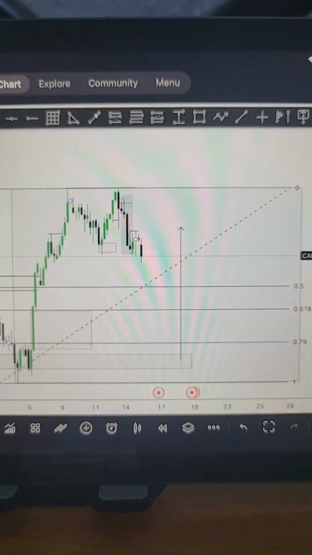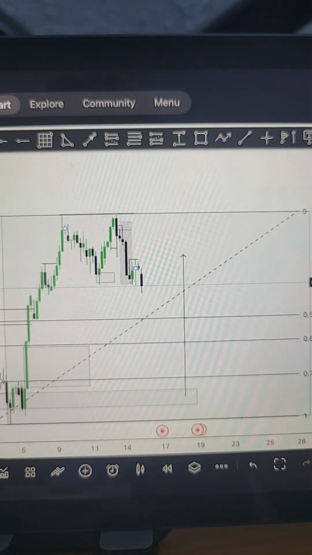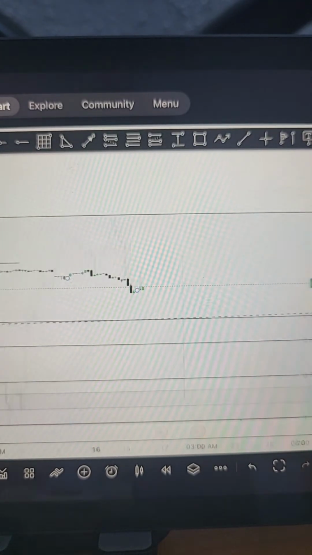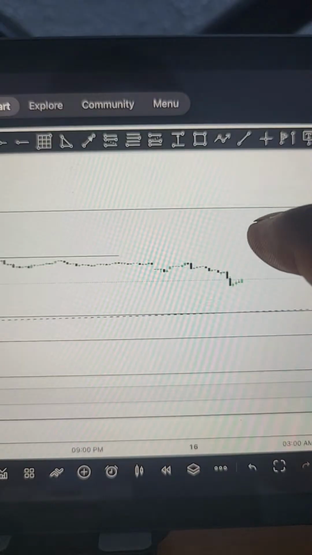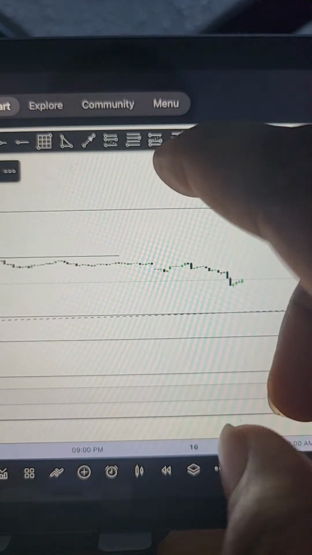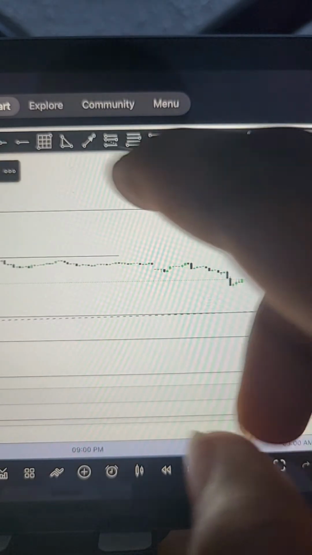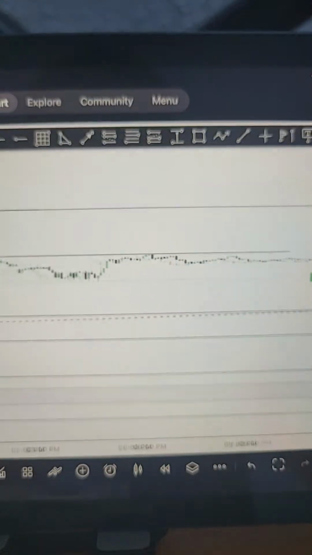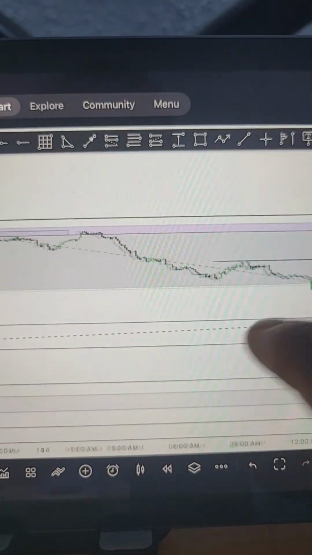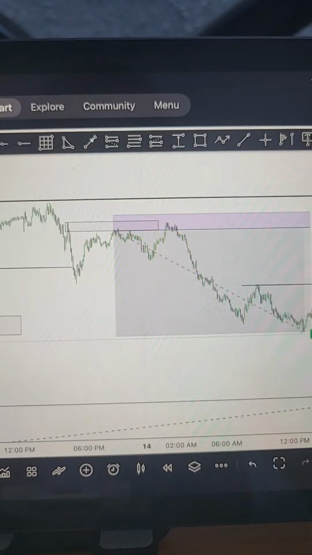You can see, if I go to a lower time frame, that was a clean trade that I took there. Me and my community, we took this particular trade. Sorry. Okay, I'm going to show you why I took this trade here.